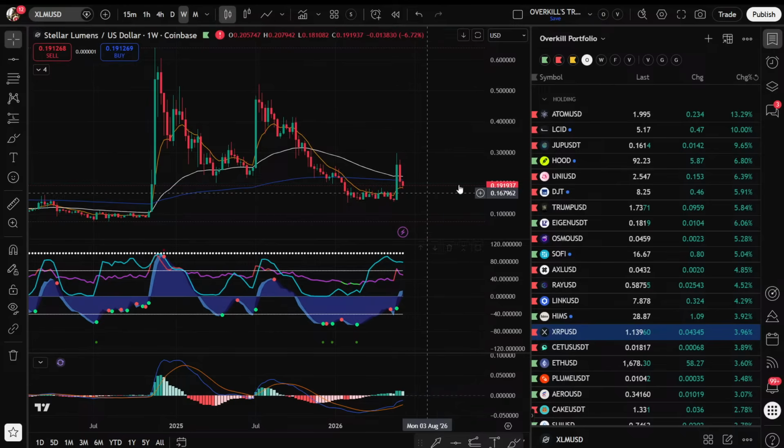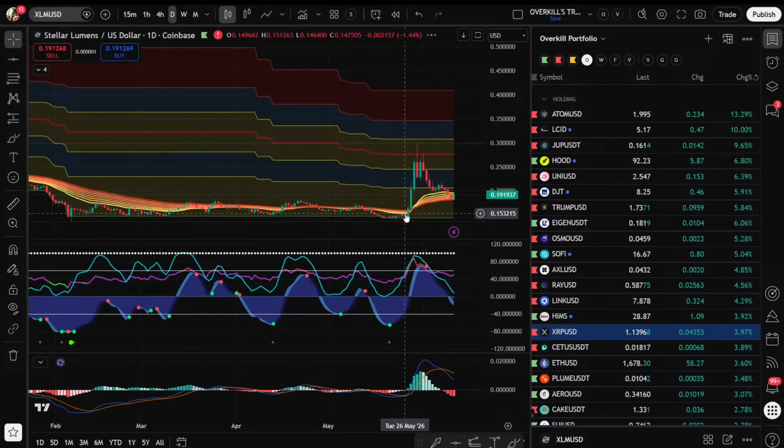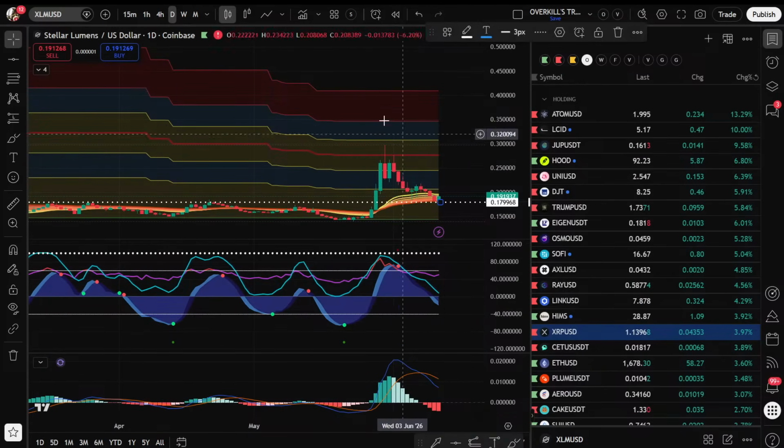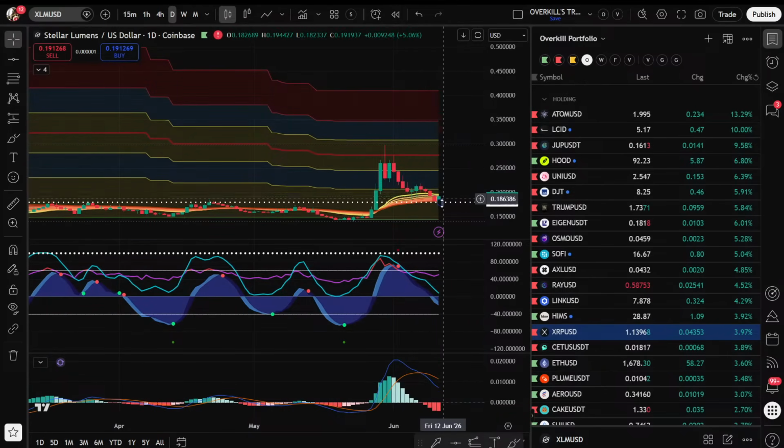XLM, I still like this one. So again, it had a big pop up. Did a big pop move there, 100%. Pulled back, and look where it's bouncing, right here into the EMAs. I think Stellar Lumens looks really good here. Easy stop loss right there at 17 cents.